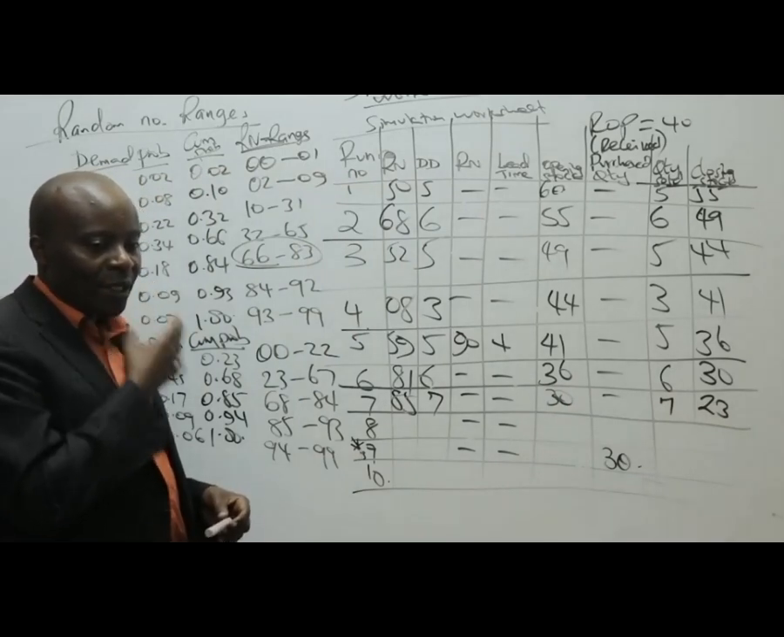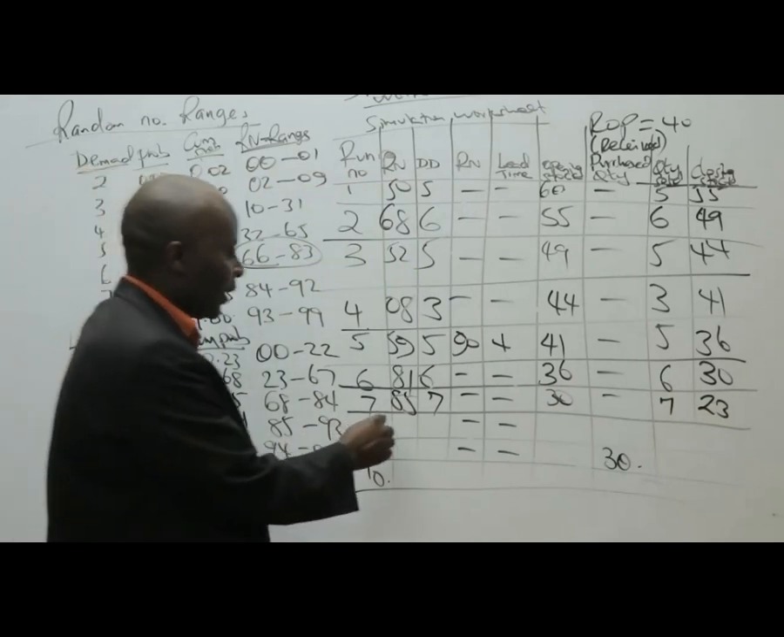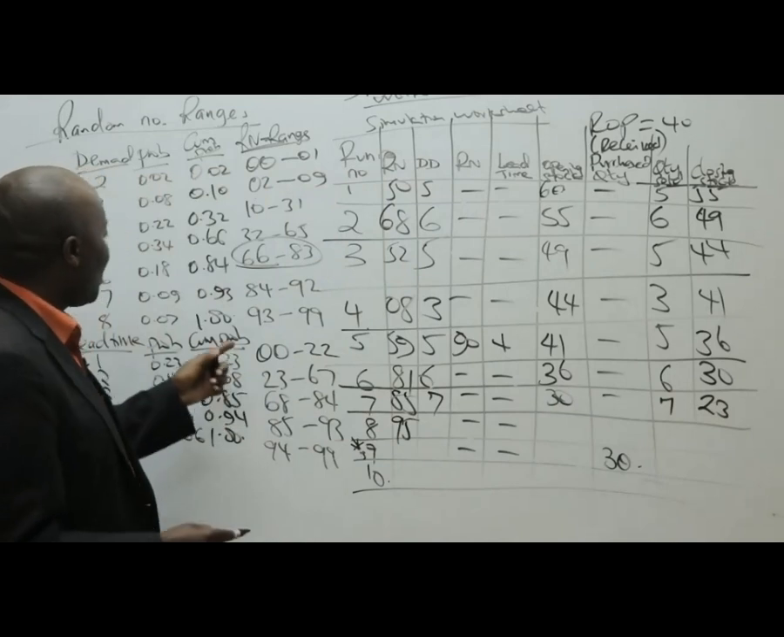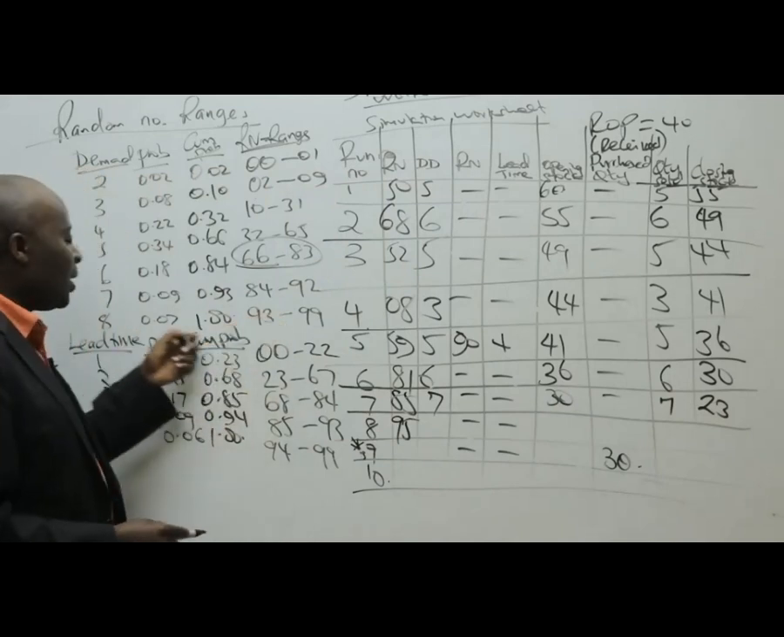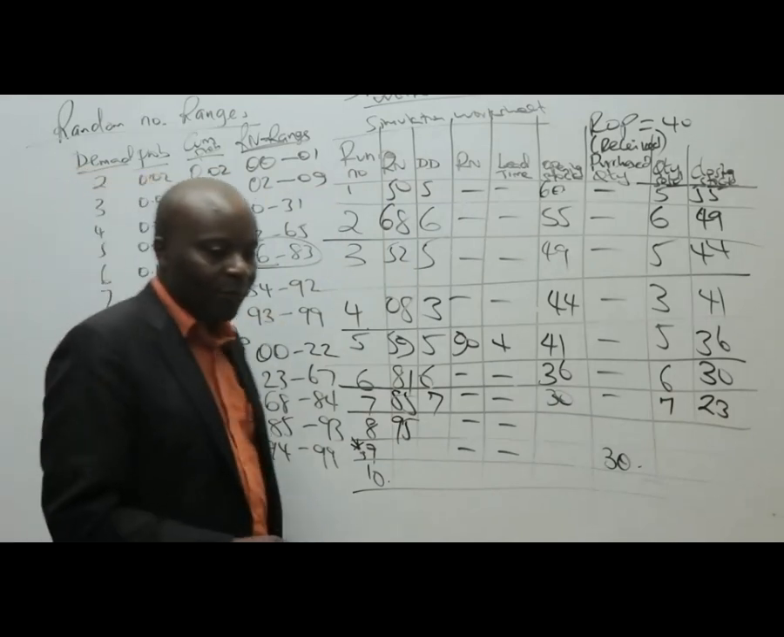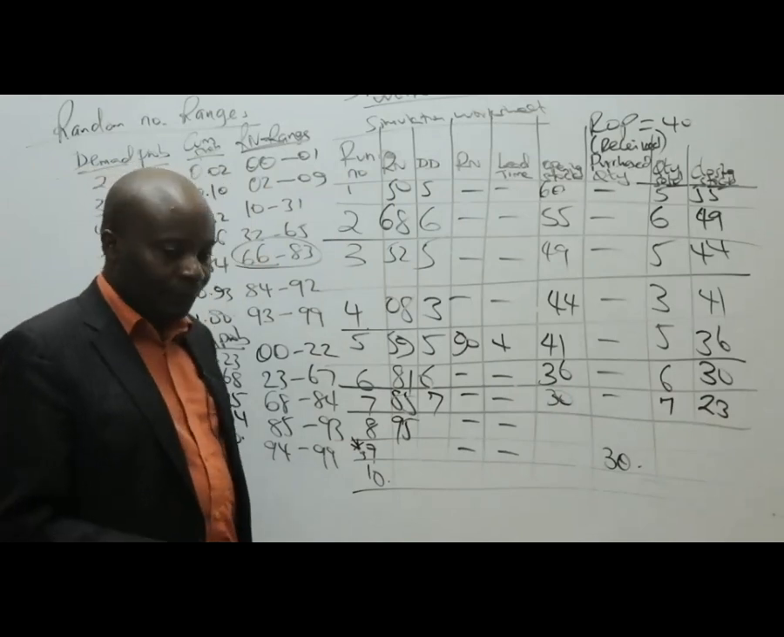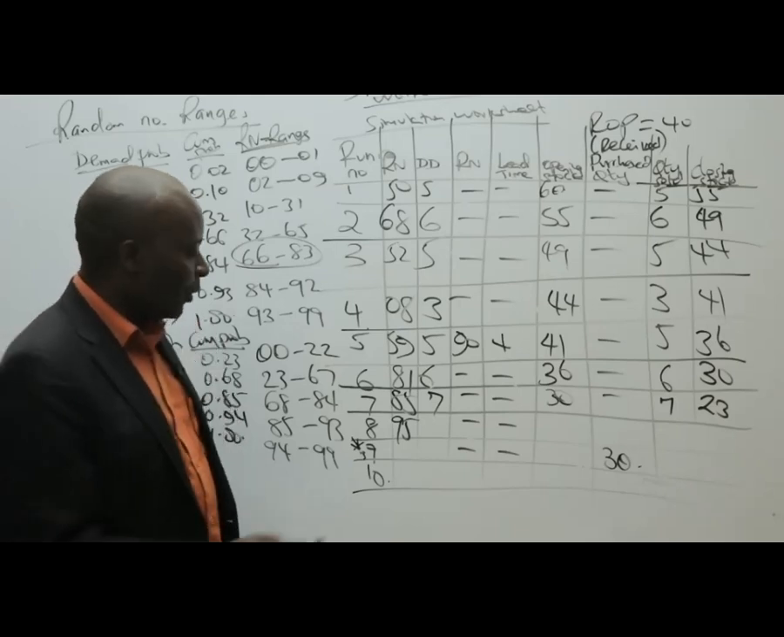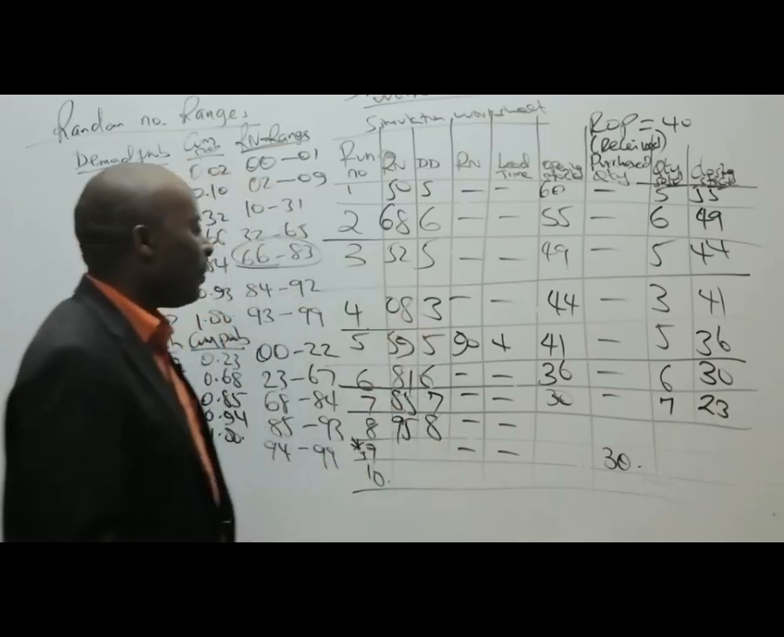Ruth says 23. 95, yes. I see you at 23. So 95 will give me what demand? 95 is well within here. This gives me a demand of what here? 95 gives me a demand of 8.